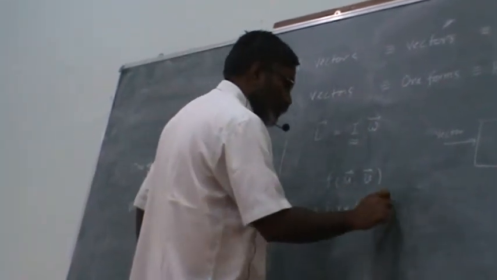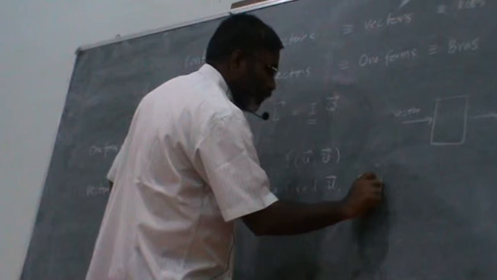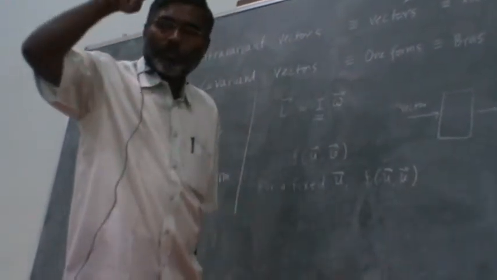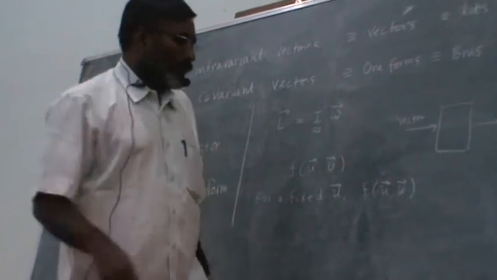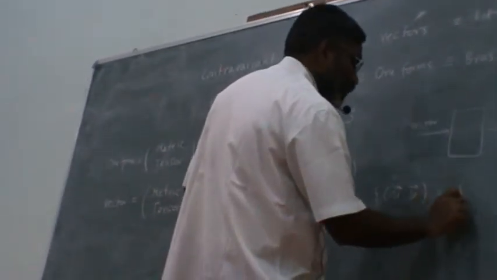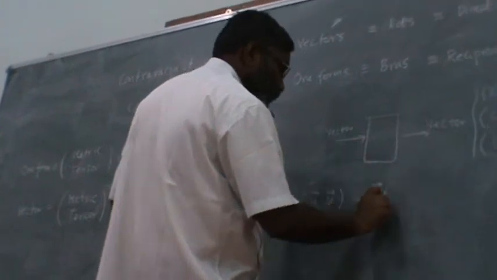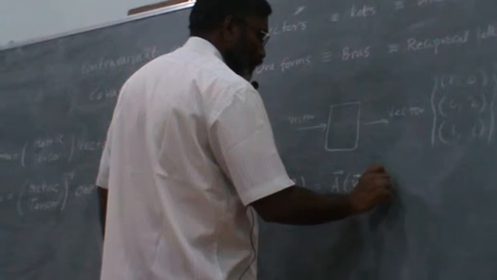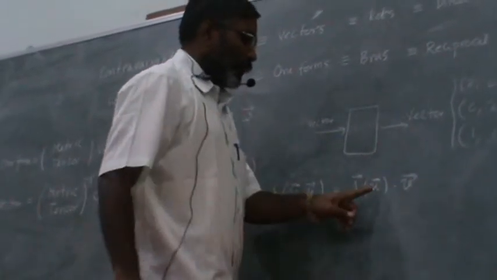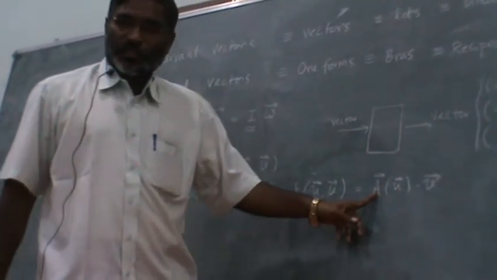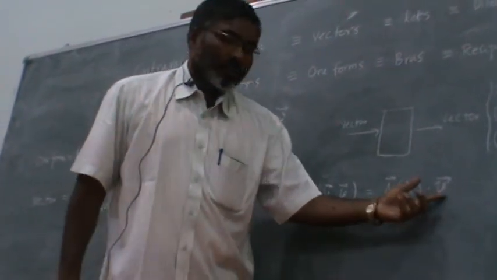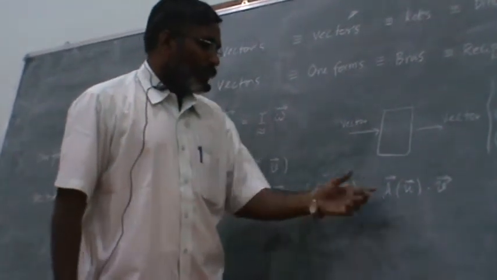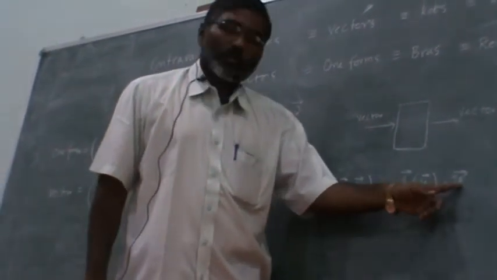So for a fixed u, I can always write f of u comma v, using that fundamental theorem that I proved earlier, as some a, which depends of course on u because I fixed u, dot v. Because if I change u, my a will also change. So the scalar can be obtained by a vector dot v.